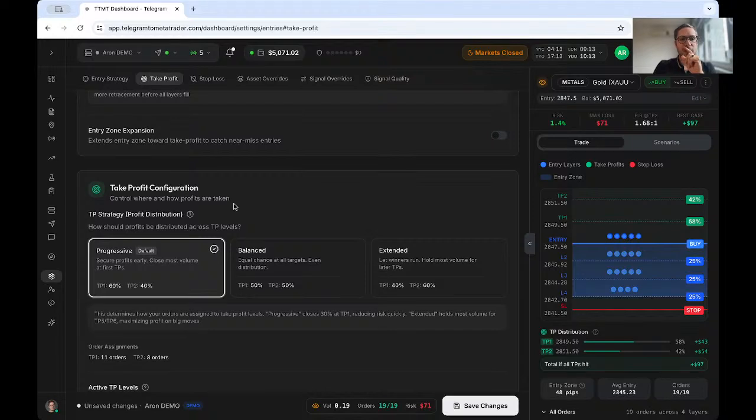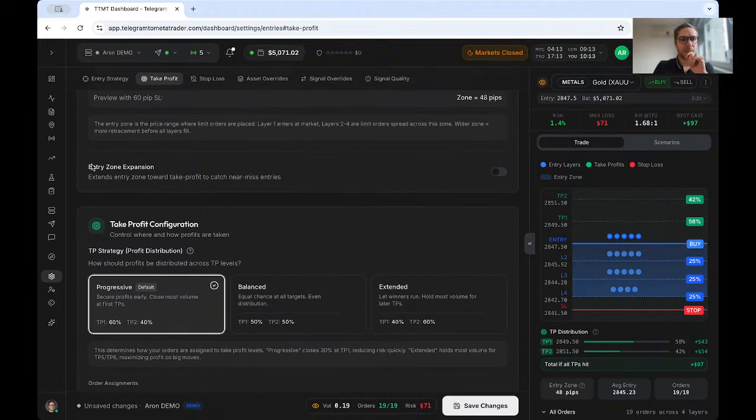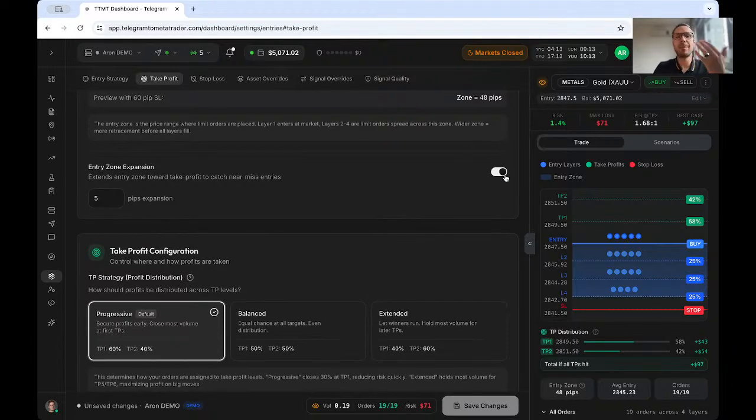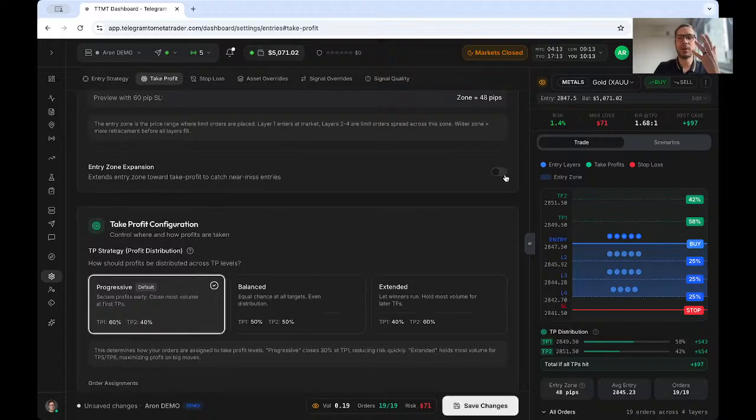Take profit configuration. Oh, tiny little detail. Entry zone expansion. Some users had issues with trades not triggering because of spreads. So technically, price reached the entry level, but the trade didn't trigger because it was missing just a few pips. So you can expand your entry zone no matter what the signal says.